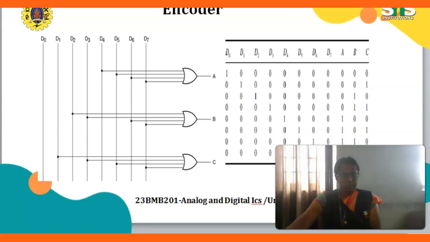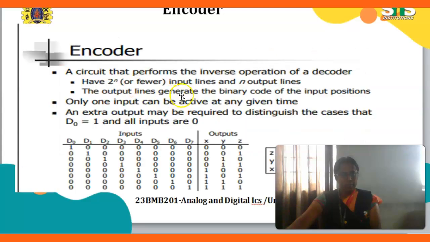So I will repeat this about the encoder. The encoder is the inverse operation of the decoder. It has 2 power n input lines and n output lines. The output lines generate the binary code of the input positions. Only one input can be activated at any given time. An extra output may be required to distinguish the case where D0 is equal to 1 from the case where all the inputs are 0.